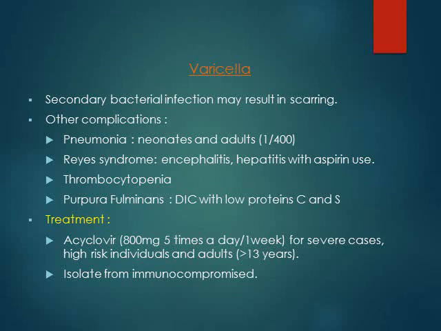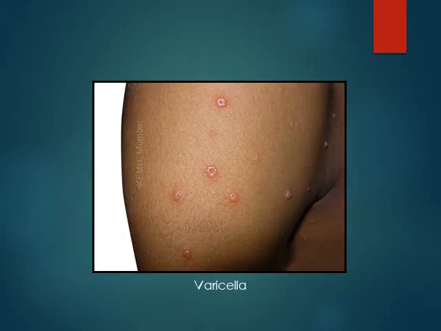This is for severe cases, high risk individuals, and adults, those more than 13 years. In children, we usually don't treat, but for severe cases, high risk individuals, and adults, we treat with acyclovir 800 mg 5 times a day for 1 week. Isolation of the affected person is very important, especially from immunocompromised individuals. This is a clinical photo of varicella.